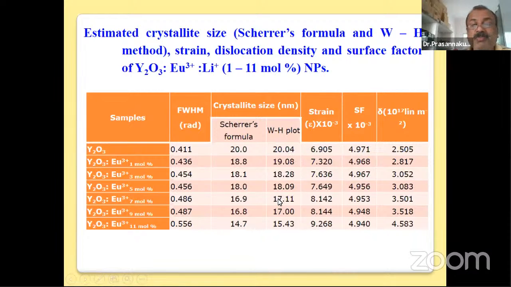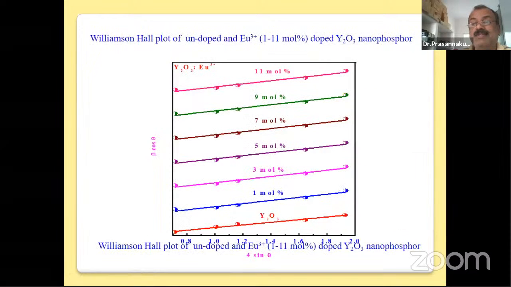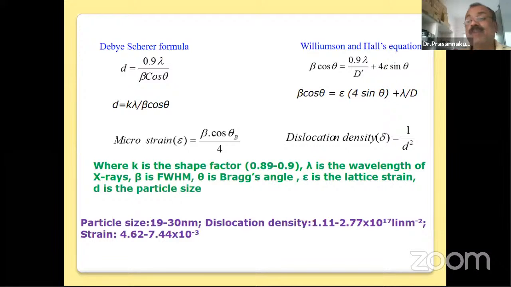This is from the WH plot that we have not shown here. I mean, these are the crystal sizes. This is the WH plot. Next, these are the formulas which we have used to calculate the crystal size.